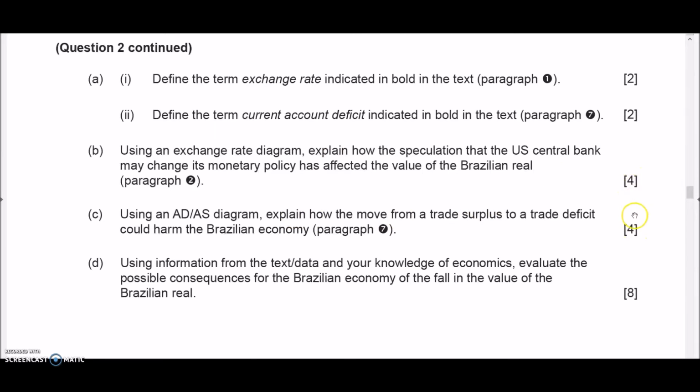Now we'll come back to that in a minute. Part D is the only time that you have to do an AO3 command term, and in this case that's going to be evaluate, and you see it's worth 8 marks. So it's the most important part of the paper for most people.